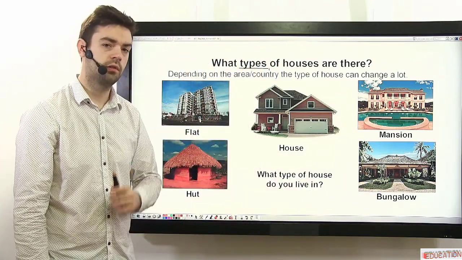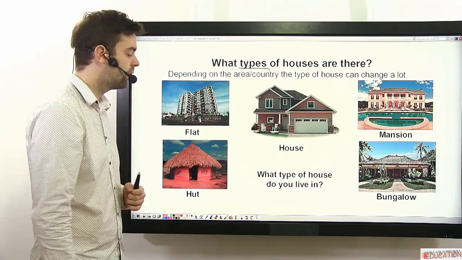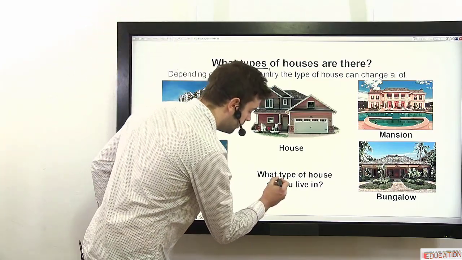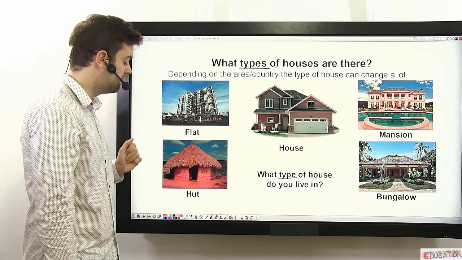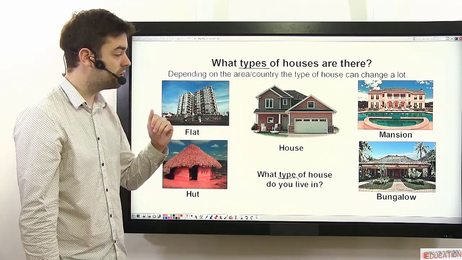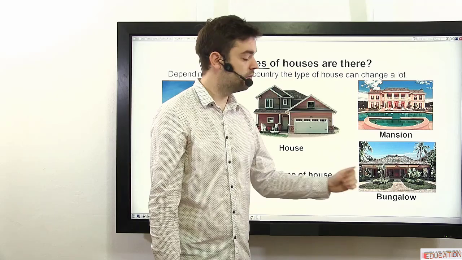What type of house do you live in? A flat? A hut? A house? A mansion? Or a bungalow?